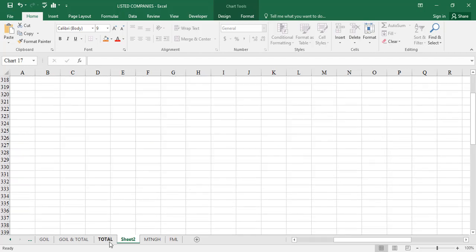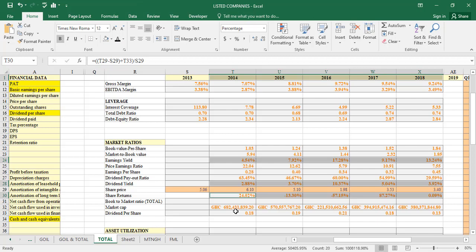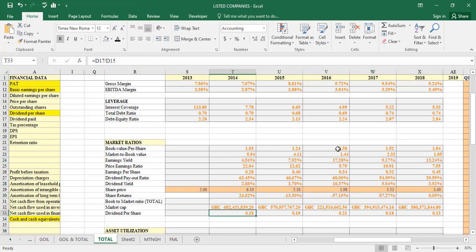Now let's look at the other ratios that are left to be dealt with. So we've looked at the book value per share, market to book value. Earnings yield we have, PE ratio or the price earnings ratio we have, the earnings per share we have, the dividend payout ratio we have, the dividend yield.